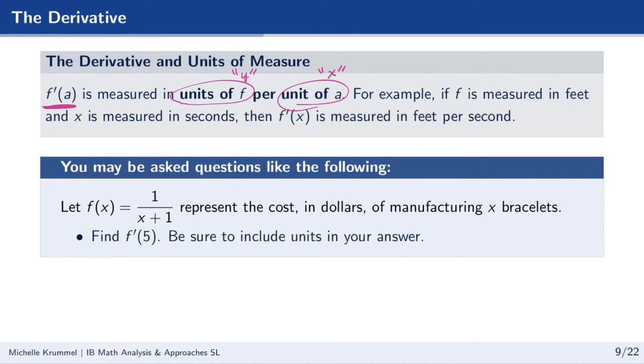For example, let f of x equals 1 over x plus 1 represent the cost in dollars of manufacturing x bracelets. Find f prime of 5 and include units in your answer. So our function f of x represents the cost in dollars. That means the f units are dollars. And the independent variable, the input variable x, is measured in bracelets. So f prime of x is going to be measured in dollars per bracelet.